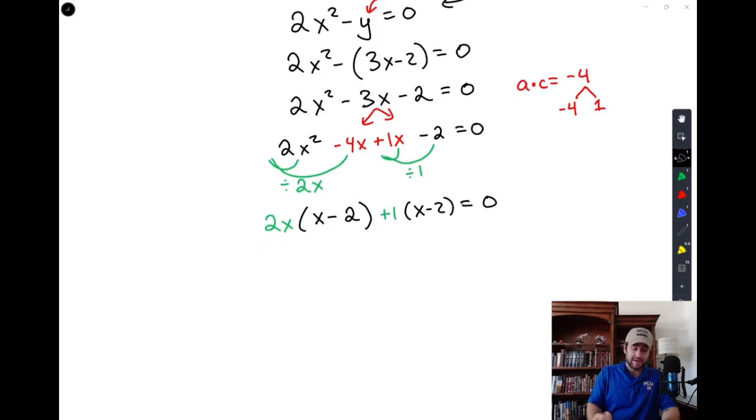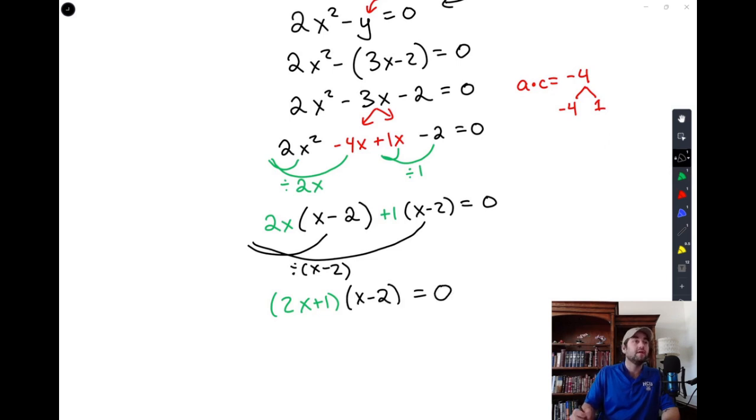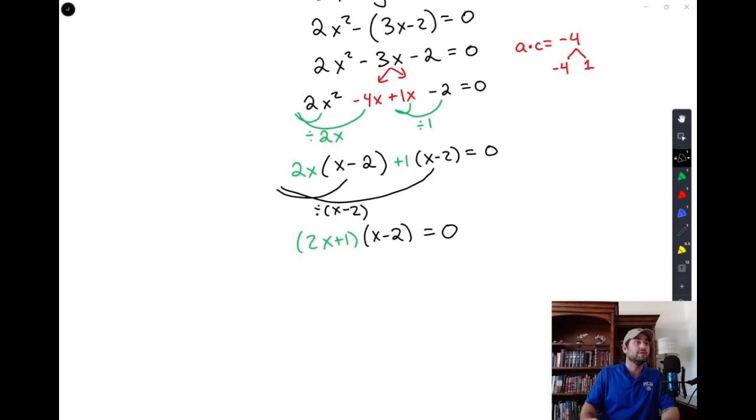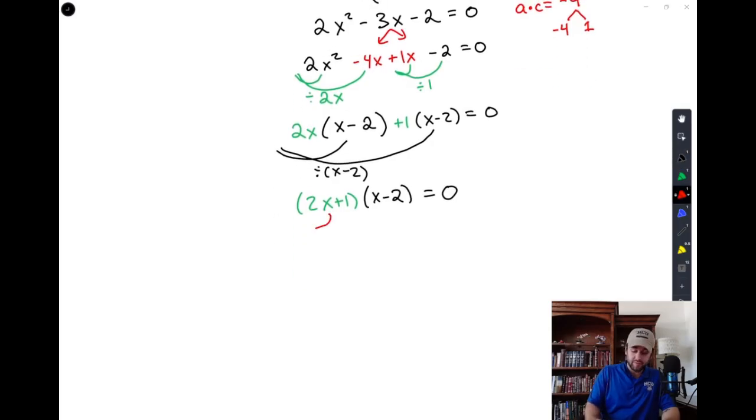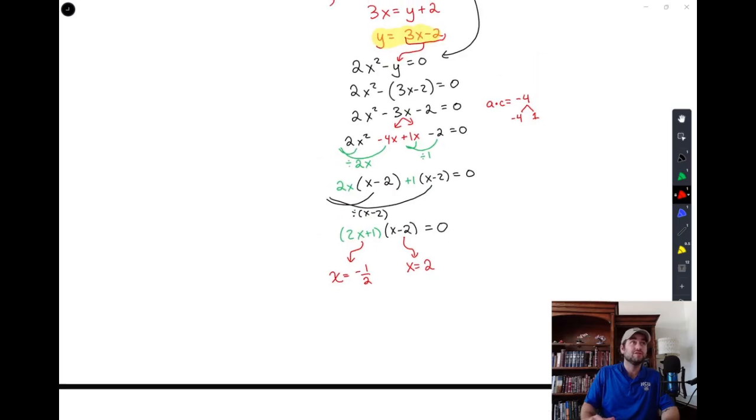And then what we'll do is factor out those x minus 2's in the same way we just factored out. We're dividing by x minus 2. And we get 2x plus 1 times x minus 2 equals 0. And we can solve both of those. When you solve both of those, you get x is equal to negative 1/2. Remember, we solved it by setting each factor equal to 0 using the zero product property of multiplication. And x equals 2. And it looks like we're going to have two solutions.